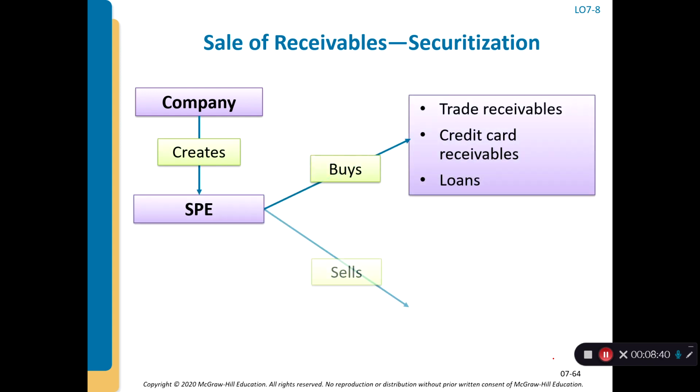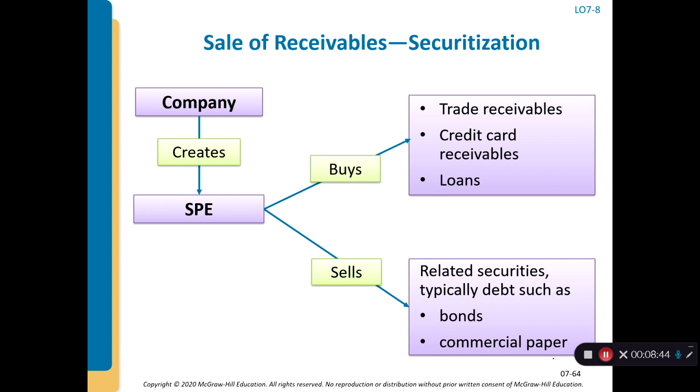And then there's another way to sell receivables. It's called securitization. In other words, the company creates a special purpose entity, and the entity buys the company's trade receivables, credit card receivables, and all kinds of receivables. Where does the money come from? This is the outflow. The inflow is to issue securities, such as borrowing money by issuing bonds or commercial paper to back it up. It sells related securities, typically debt such as bonds and commercial paper, to get money, and then uses the money to buy the receivables from the parent company.